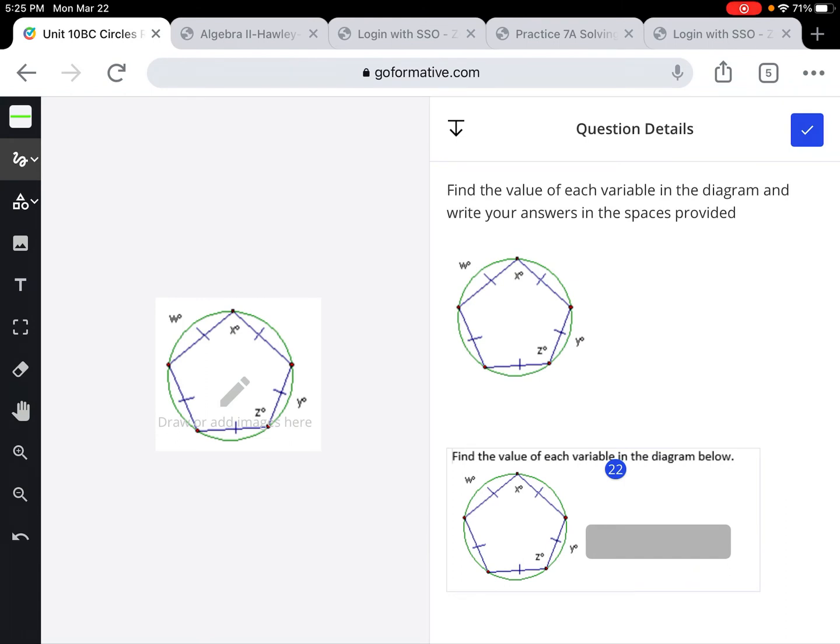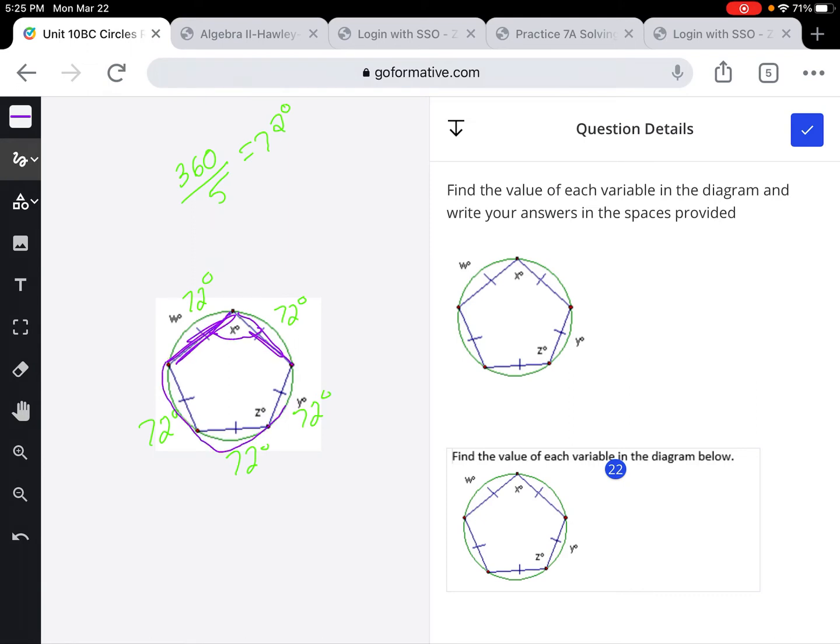This one here, I know it has 5 congruent sides. So I do 360 divided by 5 is 72 degrees. So I know each of these has to be 72, 72, 72, 72, and 72. Interestingly enough, angle X is an inscribed angle. Three 72s are the intercepted arc, so X is going to be 1/2 of 3 times 72, which is 108 degrees, and so is Z.